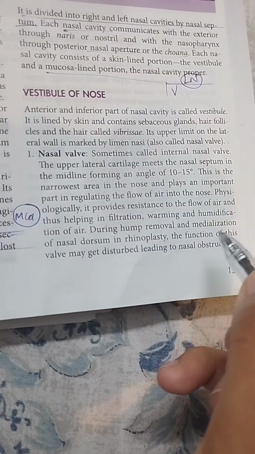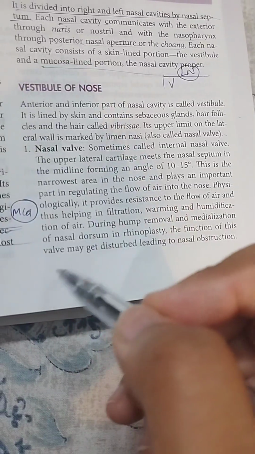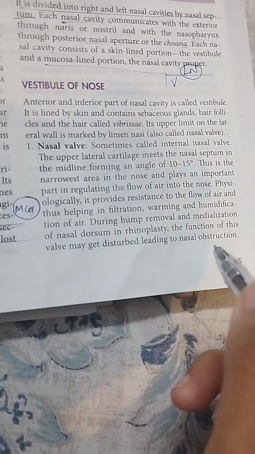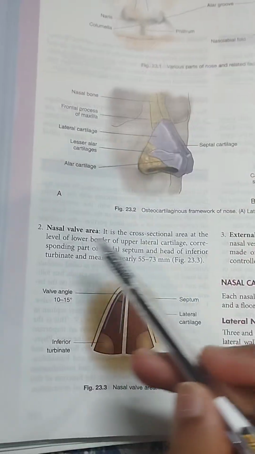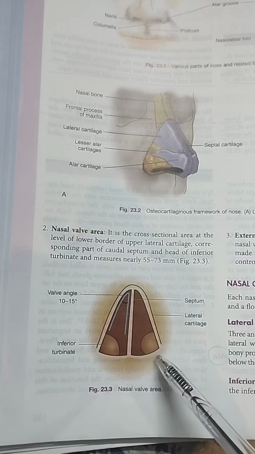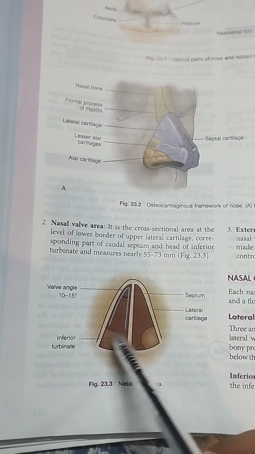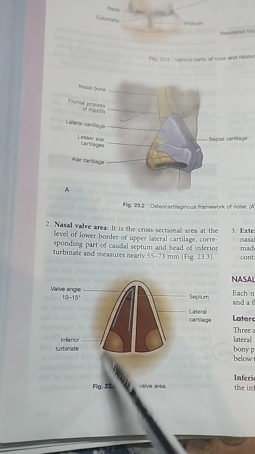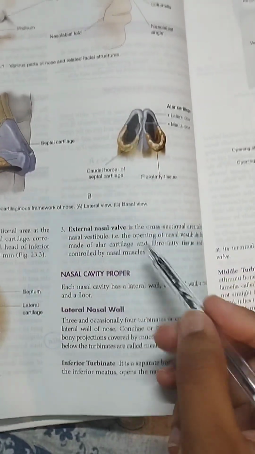During removal of hump and medialization of the nasal dorsum in rhinoplasty, the function of the nasal valve or the internal nasal valve gets disturbed, leading to nasal obstruction. Next is the nasal valve area. It is a cross-sectional area at the level of the lower border of the upper lateral cartilage, corresponding part of the caudal septum and the head of the inferior turbinate. It measures about 55 to 73 millimeters. So this was all about the vestibule.